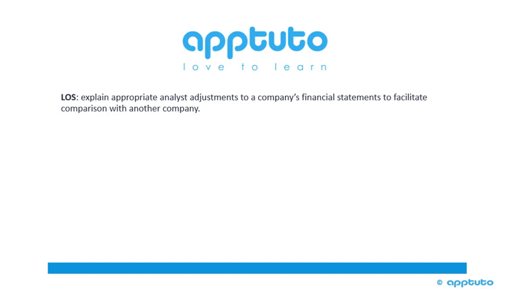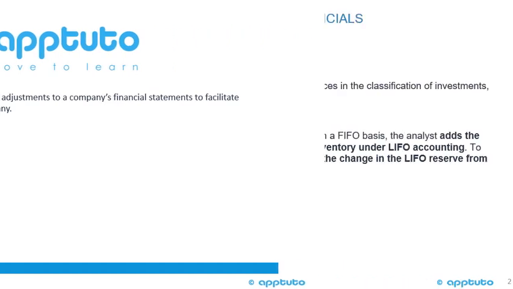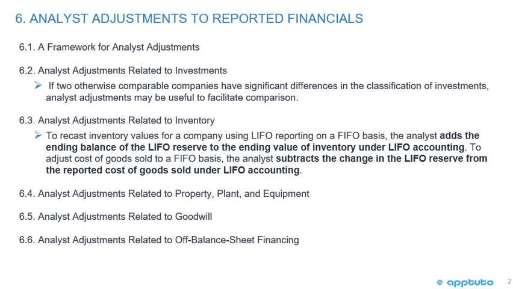This LOS is to explain appropriate analyst adjustments to a company's financial statements to facilitate comparison with another company. So now we're looking at analyst adjustments to reported financials. There's a big section in the text. This is just meant to be a summary of what's in the text, but you need to go back and look at the curriculum and go through these items in a little bit more detail.